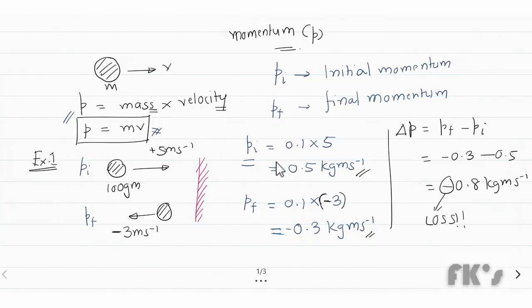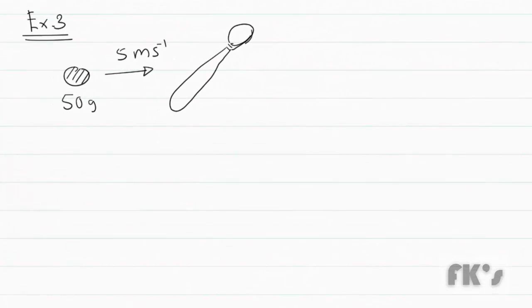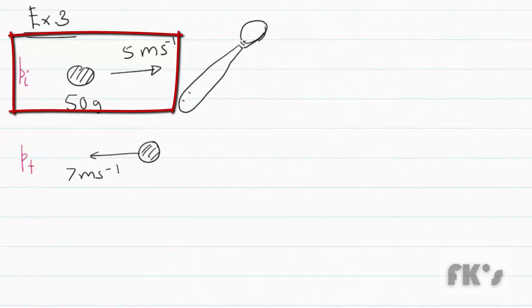I'll discuss one more example about how to calculate all this, and then we can wrap up the video. That's example 3, and I'll take the example of a ball again. A 50-gram ball was moving with a velocity of 5 meter per second, and it was suddenly hit by a bat. After being hit, the ball travels to my left with a velocity of 7 meter per second. I need to calculate the change in momentum of the ball. Let me consider this to be pi and this to be pf. That's my initial condition before hitting the bat, and this is the final condition after being hit by the bat.